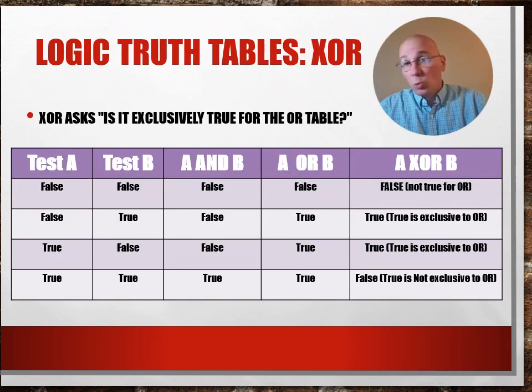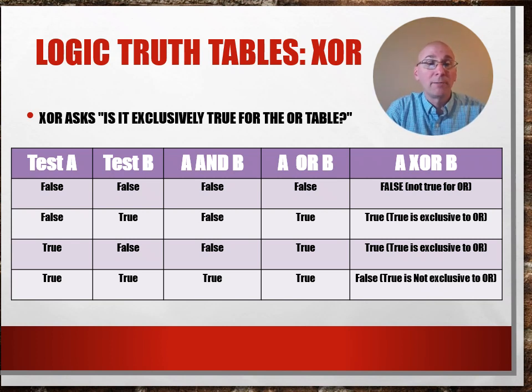Now the XOR table, which is the exclusive OR table, is named the exclusive OR table because it actually looks at the results of the previous two tables that we just discussed, and then it asks, all right, if I do an AND operation and an OR operation, is it exclusively true for the OR operation? Is it exclusively true for OR? XOR, exclusive OR. So we have to look at the results of both tables to know what the result is.